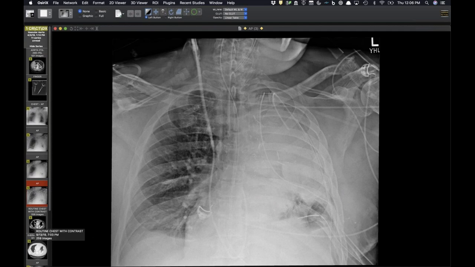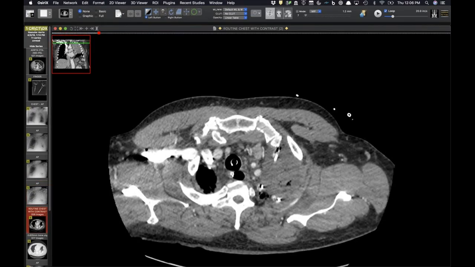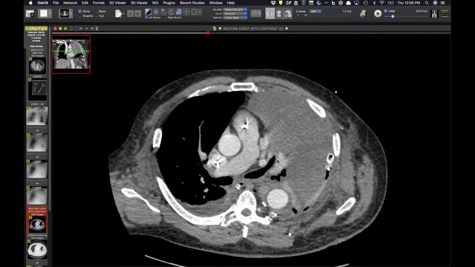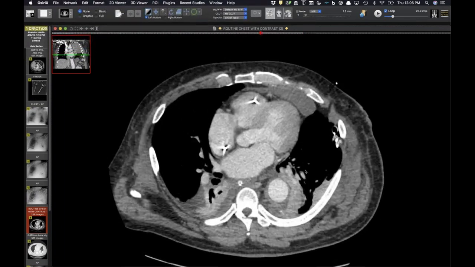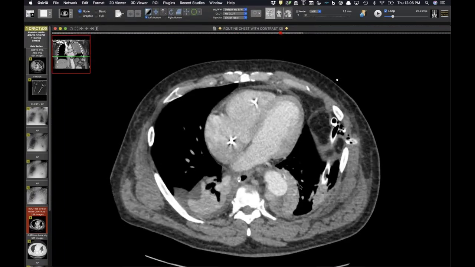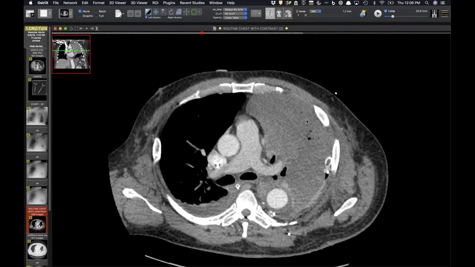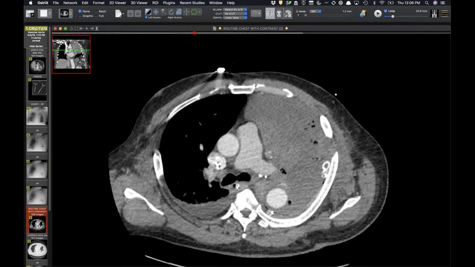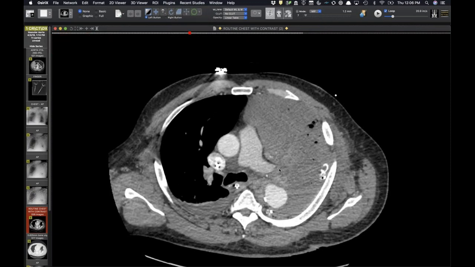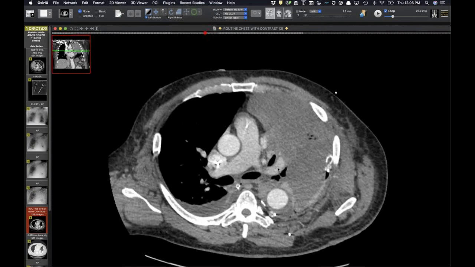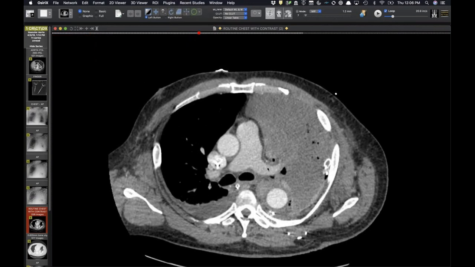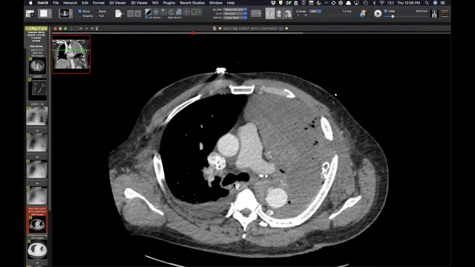So do you guys know where I'm going with this? Any guesses? Torsion. Exactly. Yeah. So this was the CT, and there is the left lower lobe still there, but you can see the left upper lobe is edematous, boggy, if you will. The left upper lobe artery pinches off right here. And the left superior pulmonary vein just kind of disappears, as does the airway right here as well.